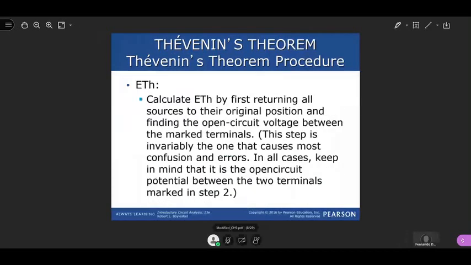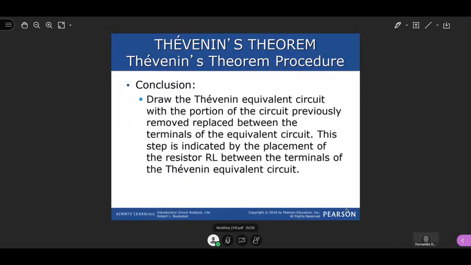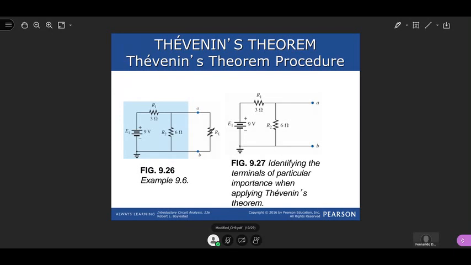This is step number 3, right? Step number 1, isolate the circuit, as you see here. Step number 2, assign the two terminals and remove the load. Step number 3, substitute all the sources, or you have to set to 0 all the sources. In order to set to 0 all the sources, the voltage source has to be substituted by a short circuit. The current source has to be substituted by an open circuit.